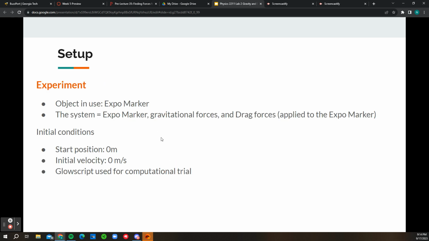For the setup of the experiment, the object in use was an expo marker, and the system was the expo marker, the gravitational forces, and the drag forces applied to that expo marker. The initial conditions: the start position is 0 meters, the initial velocity is 0 meters per second, and GlowScript is used for the computational trial.